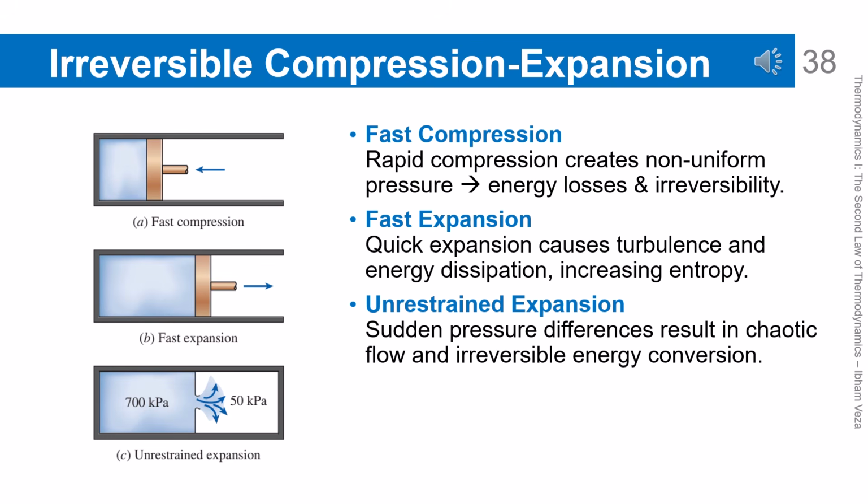Irreversible compression and expansion. Very fast compression or expansion creates pressure non-uniformities. The flow becomes turbulent and a lot of energy is dissipated. Free expansion is an extreme example of an irreversible process. In all these cases, part of the work potential is lost forever. Such processes can never be perfectly reversed.